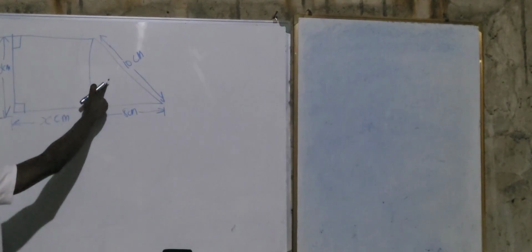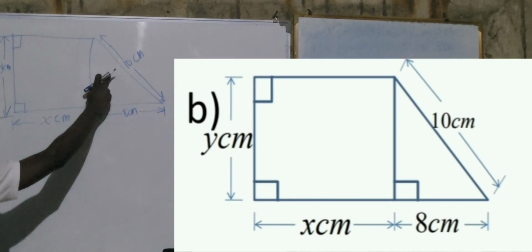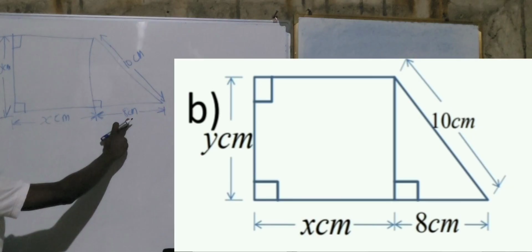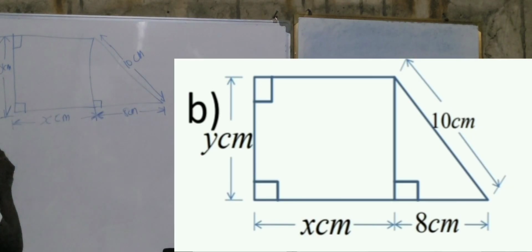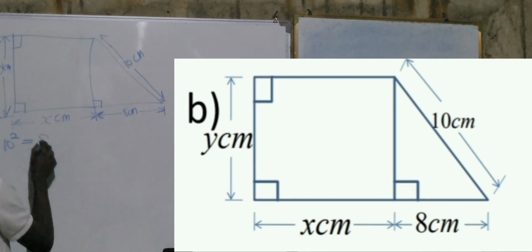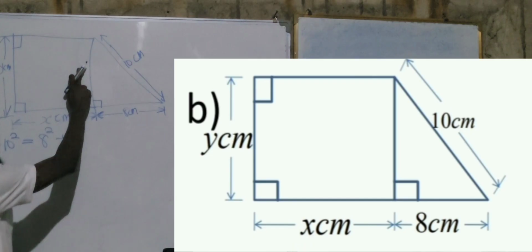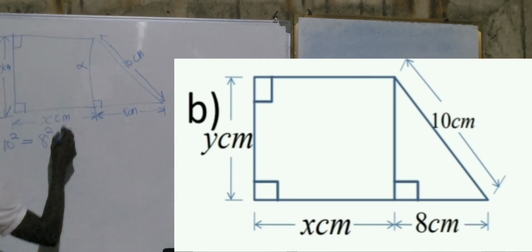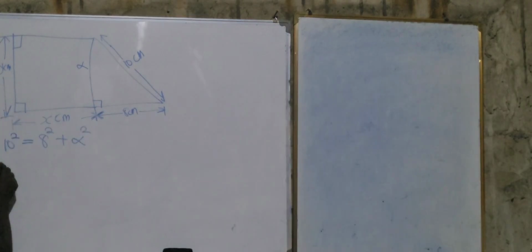From this guy here, are we okay? Yes, sir. What do you have here now? 8, right? But the hypotenuse here is 10, eh? The square of the hypotenuse is equal to the sum of the squares of the two remaining sides, eh? We now have 10 square equal to 8 square plus this guy here. Let's call it alpha, we'll say alpha square.